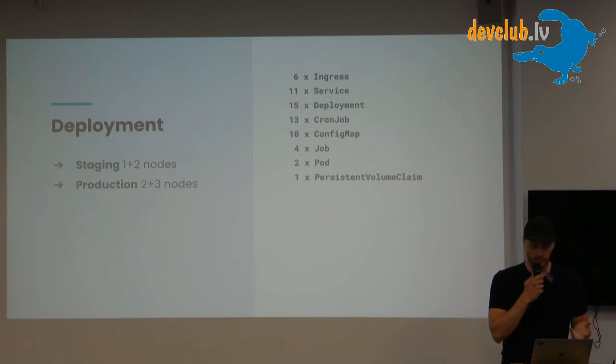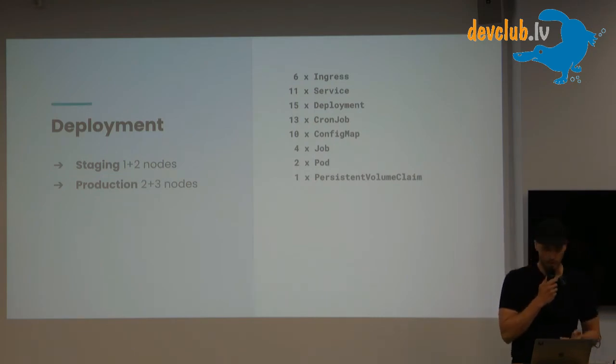We had cron jobs to publish the batches each day, and we had two environments. In the staging environment, we had only 1 master node and 2 worker nodes because it wasn't critical. But in production, they provided us with 2 master nodes and 3 worker nodes.